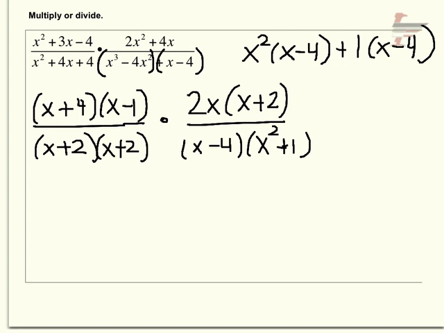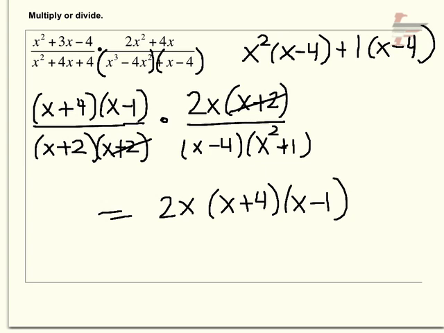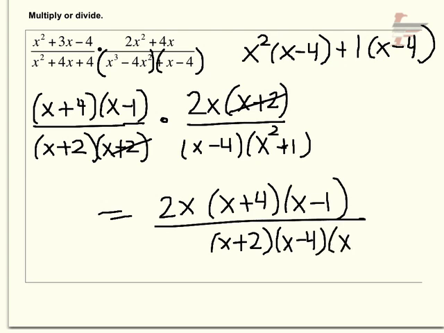So I can cancel out anything that's in a numerator and a denominator. So x plus 2, x, I think that's it, because I don't have any other x plus 4 down here, or x minus 1. So my final answer, in my numerator I have a 2x, an x plus 4, and an x minus 1. And my denominator is x plus 2, x minus 4, and x squared plus 1.